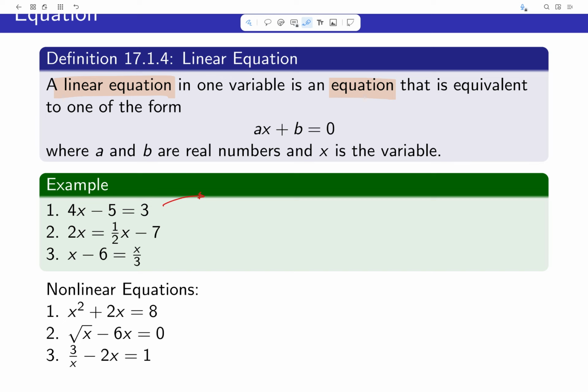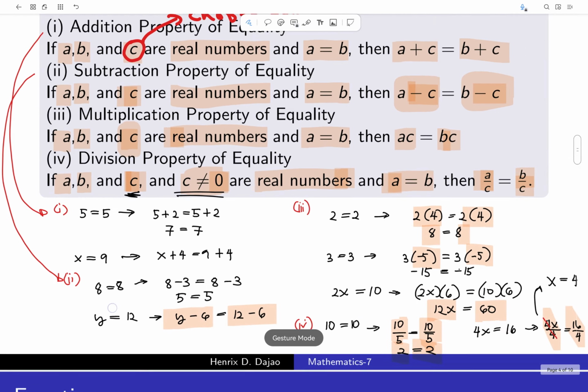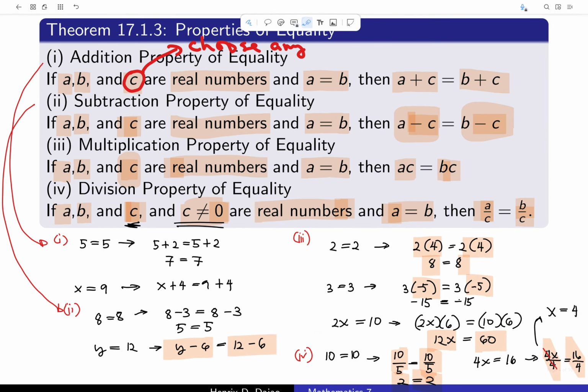Of course, what we'll do here is apply the subtraction property of equality. So we have 4x minus 5 equals 3. What we will do is subtract 3 from both sides. We will apply the subtraction property, the 2i, if you can still remember. We will apply 2i. Our c there is minus 3, all right?